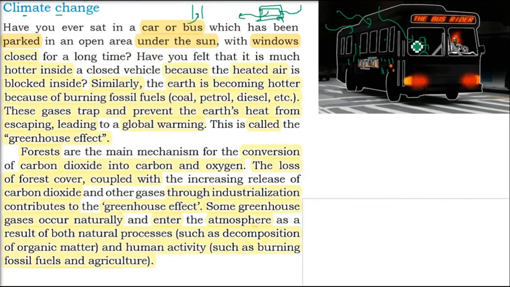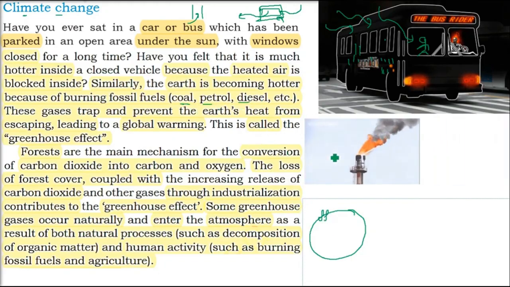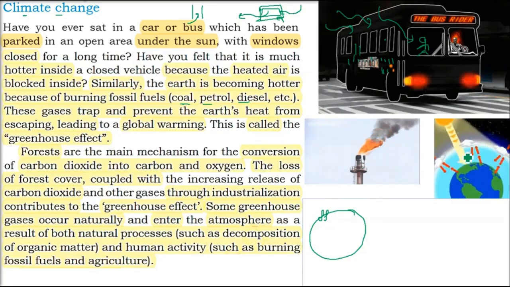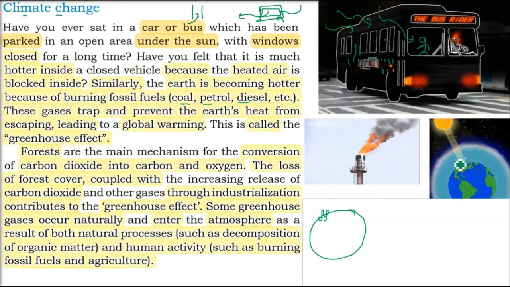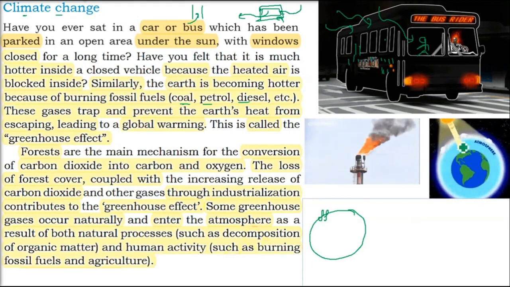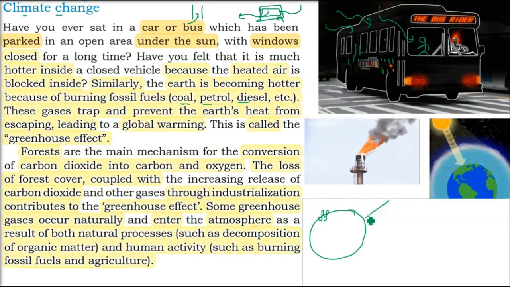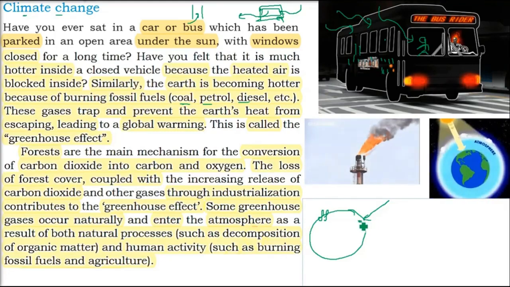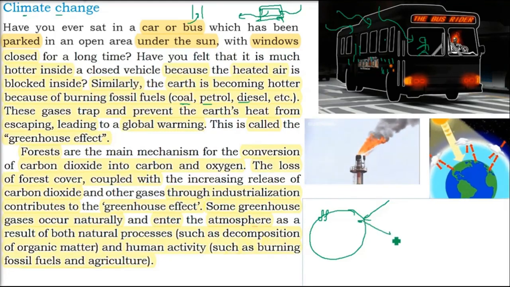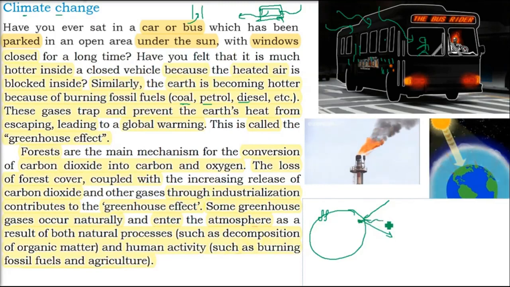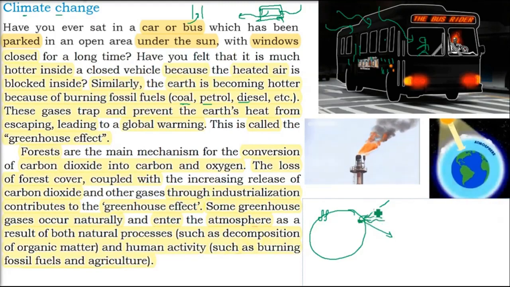So now this bus is hot. In the same way the earth is also getting hotter, because we are burning fossil fuels like coal, petrol, diesel, industry heat, water heat. Now when we are heating this, there is a way earth regulates itself. When the sun's rays are coming, it is very hot, so some of it is absorbed, some of it is reflected. The absorbed heat is released.